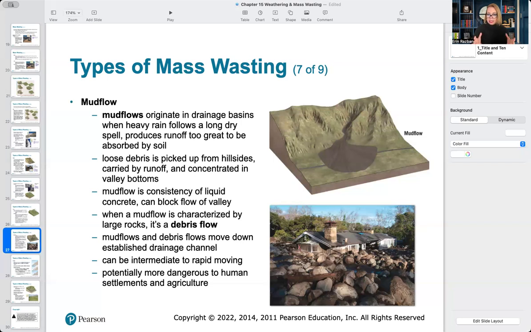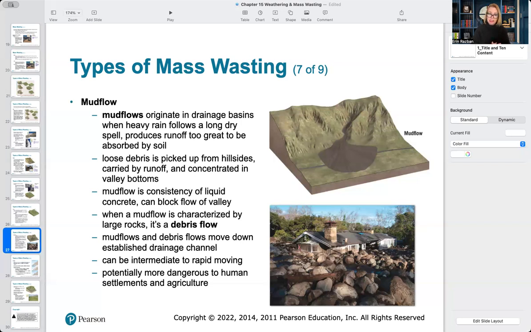Now, the soil in these areas cannot absorb the sudden influx of water. So instead, the soil is picked up by the runoff and carried, creating this viscous mass that just flows downhill. Mudflows can travel at speeds of up to 50 miles per hour in steep channels and have the consistency of wet concrete. When a mudflow contains many large pieces of sediment, including rocks and boulders, we often call it a debris flow.